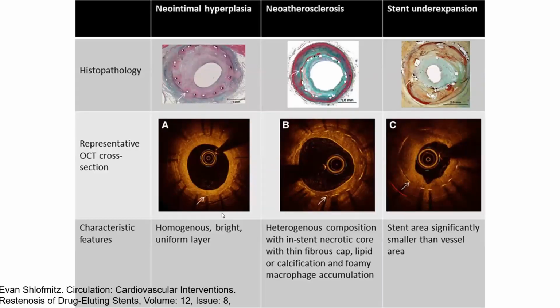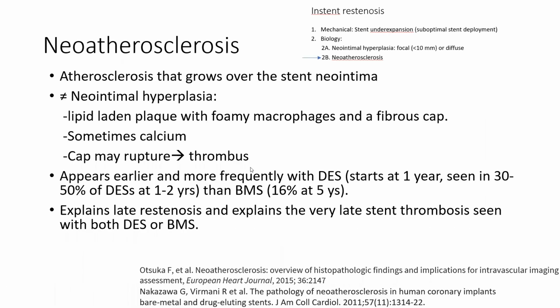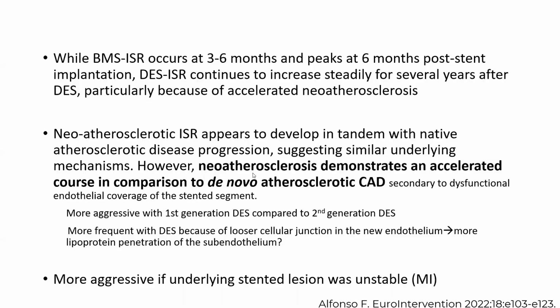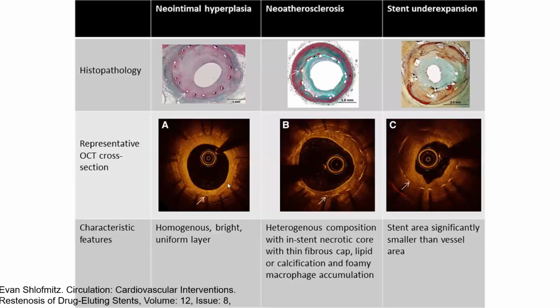I will show you some images, intravascular imaging. Intravascular imaging is key in defining the two big mechanisms of in-stent restenosis and its treatment: underexpansion and in-stent tissue growth. Now, like I said, it's not very important to distinguish between neointimal hyperplasia and neoatherosclerosis in terms of management, but still, I want you to see how they look different.